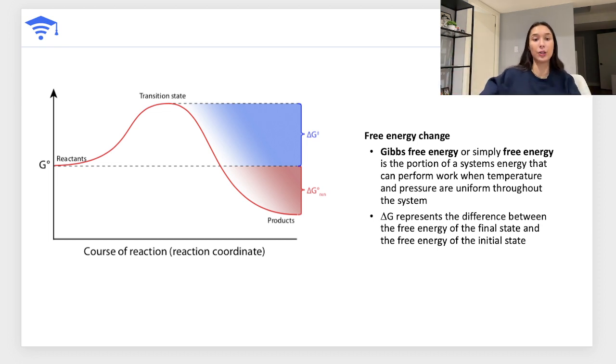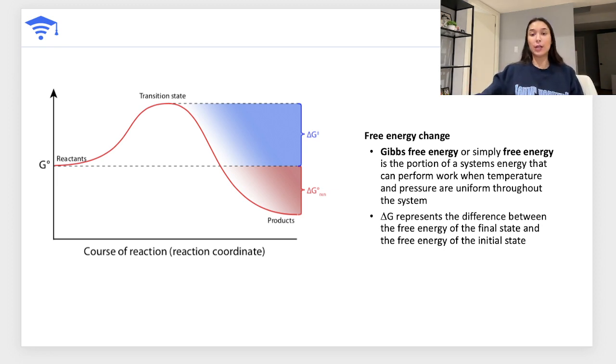So Gibbs free energy, which is also just known as free energy, is the portion of energy in a system that can perform work when temperature and pressure are uniform throughout the system. So you're just looking at energy change given that everything else has stayed the same. Obviously, changing pressure and temperature and all of those aspects is going to affect energy, but we're saying that everything is kept the same. It's a closed system. We're just looking at energy.